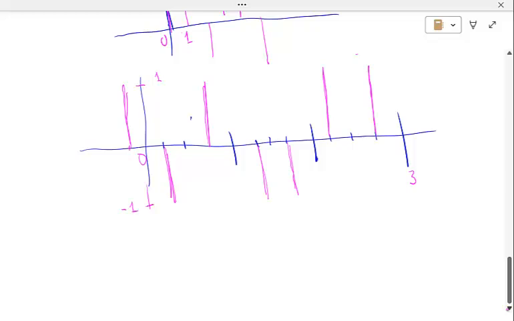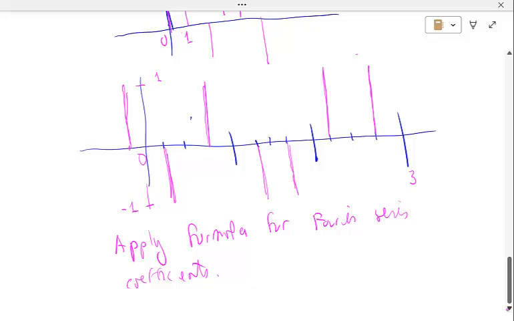Now, to find the coefficients, you just want to apply the formula for Fourier series coefficients. It's on the interval from 0, so for t equals 3, because it's periodic with period 3. There is a formula for a_k, and you just apply that formula here.